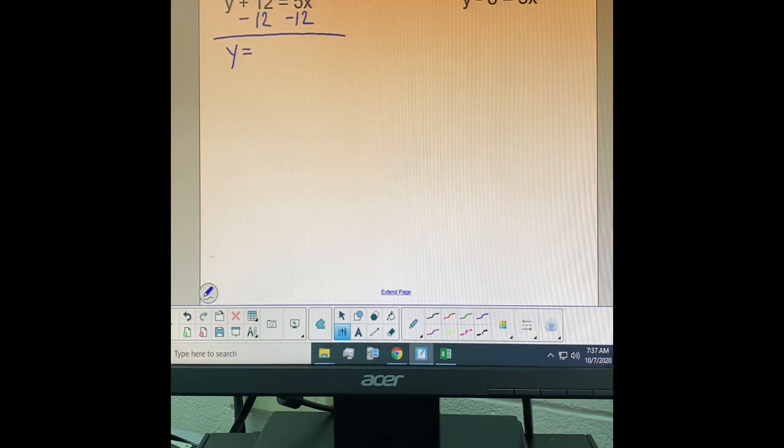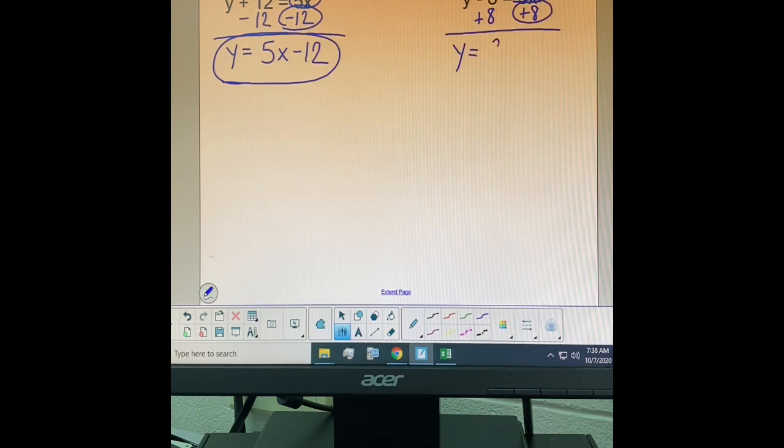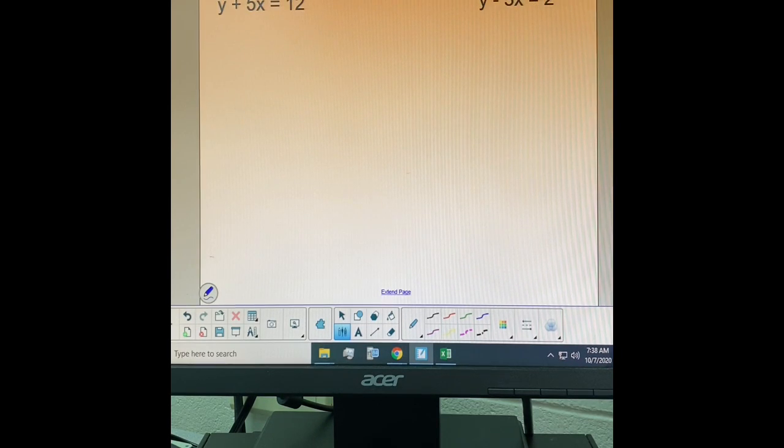We need to solve for y. We need to get y by itself. So we subtract 12 from both sides. We have 5x, take away 12, so we write it just like that. This is now in standard form, y equals mx plus b, where b is negative 12. Add 8 to both sides, y equals 3x plus 8. This is now in standard form.